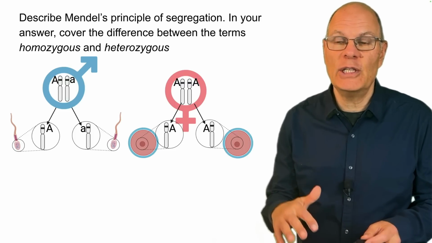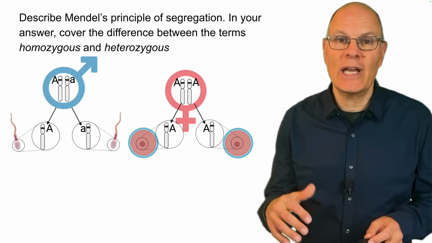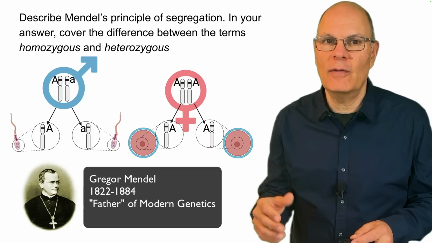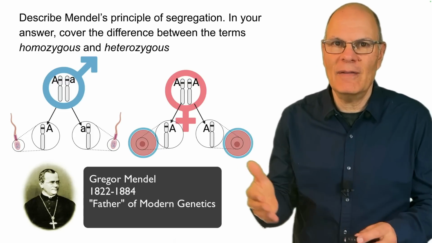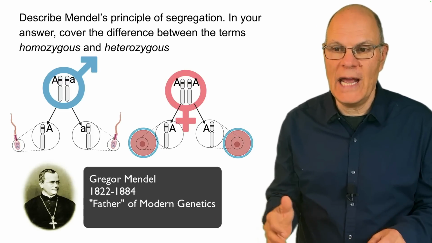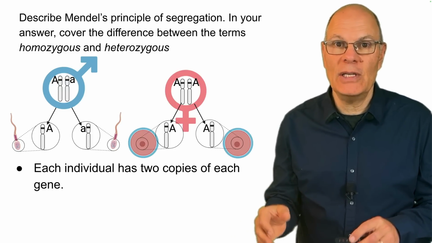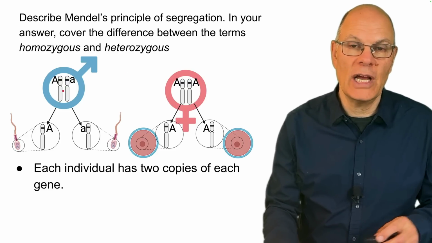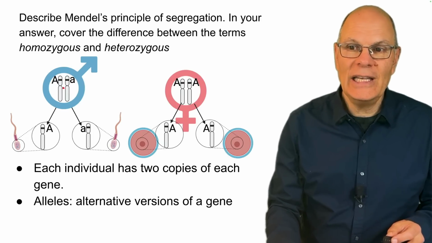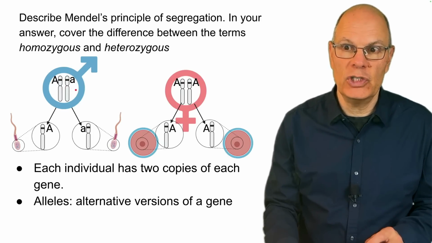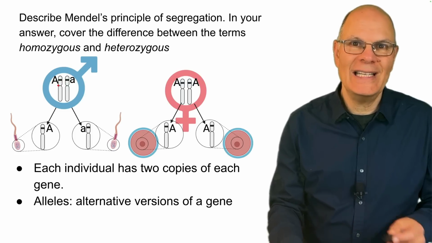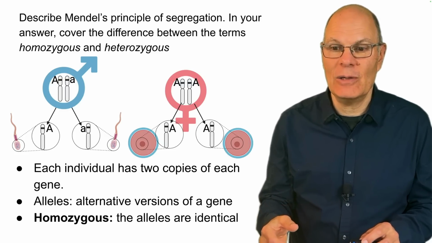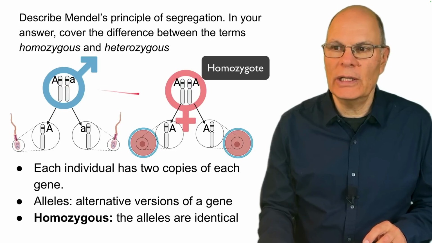In your answer, cover the difference between the terms homozygous and heterozygous. Just a historical note, Gregor Mendel is considered the father or grandfather of genetics. In the 1800s, he figured out many of these basic principles that we're talking about right now. Every individual has 2 copies of each gene. Those copies are located on the chromosomes that are organized into homologous pairs. The alleles are alternative versions of those genes that might have different DNA sequences that will produce proteins that have different amino acid sequences. Homozygous means that the 2 alleles are identical.